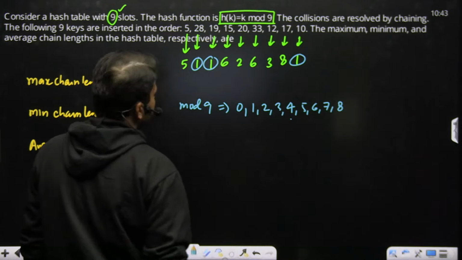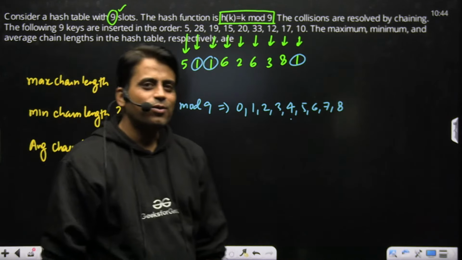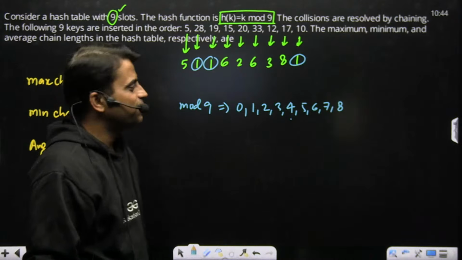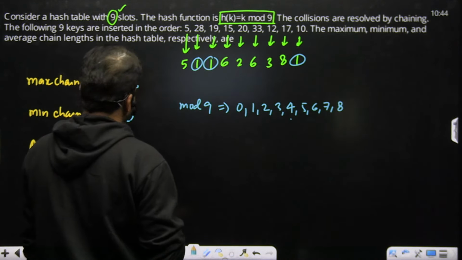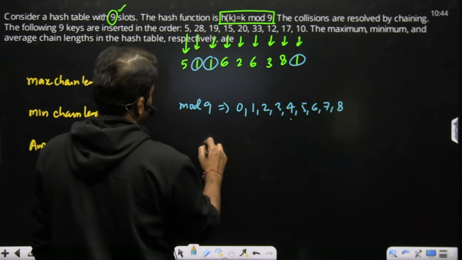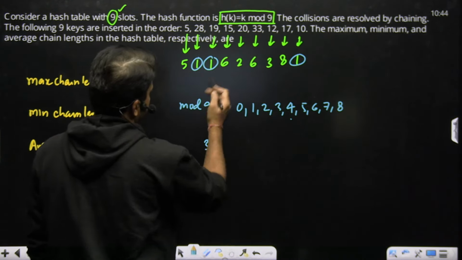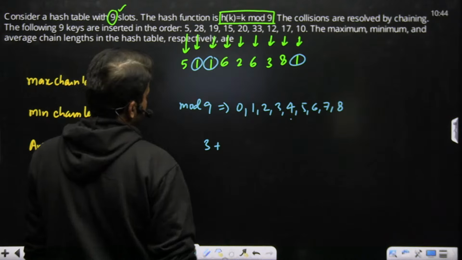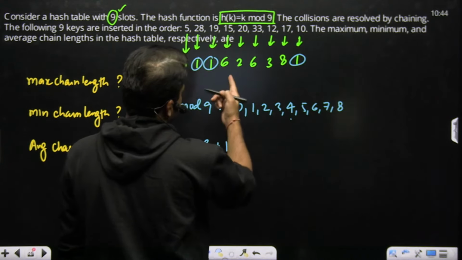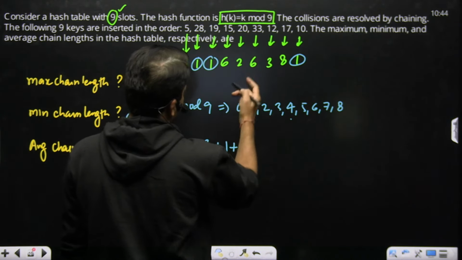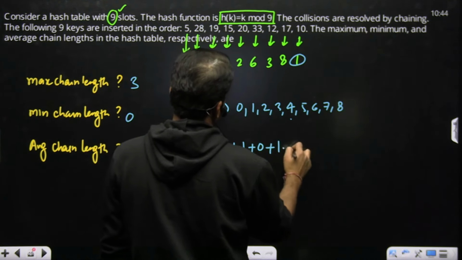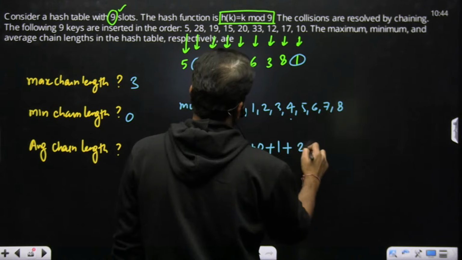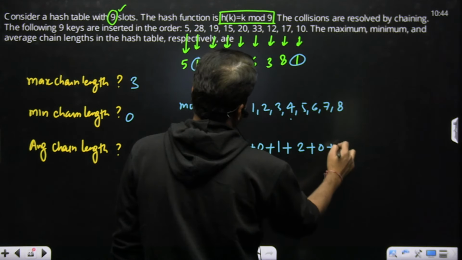The average will be the same, right? How much will it be? How much will the average come out? How many times did 1 come? Sir, 1 came 3 times. How many times 2? 1 time, right? 3, how many times 3? 1 time. 4, 0 times. 5, 1 time. 6, 2 times. 7, 0 times. 8, 1 time.